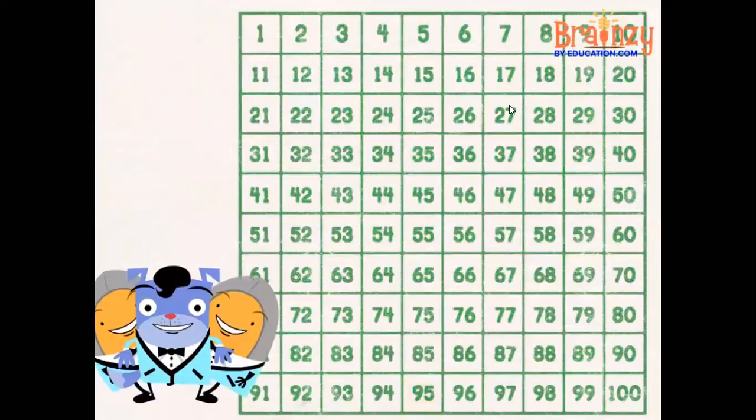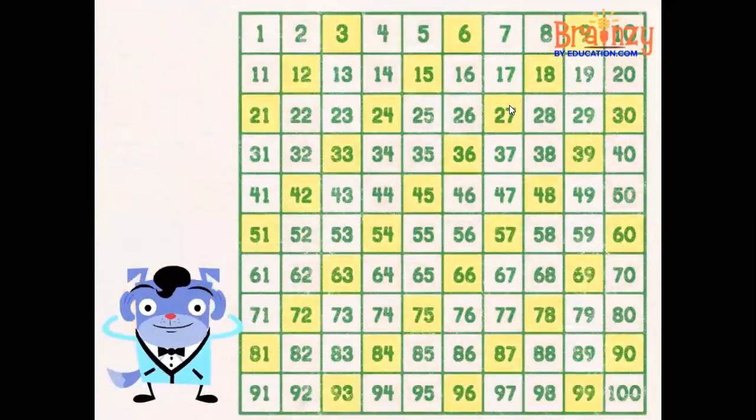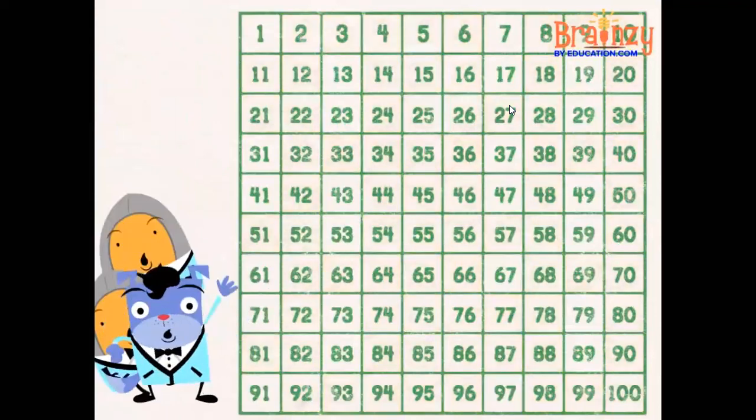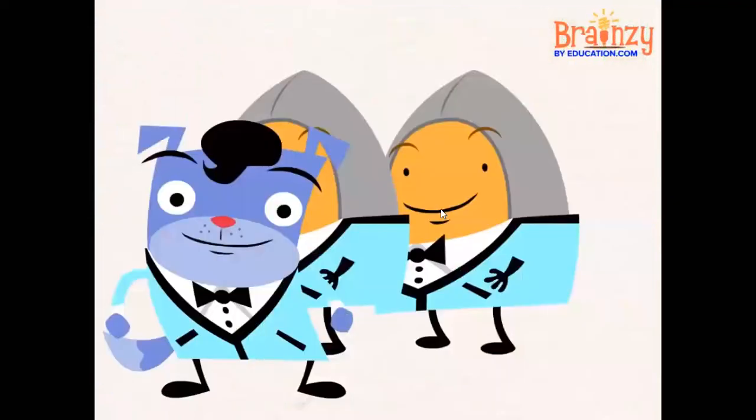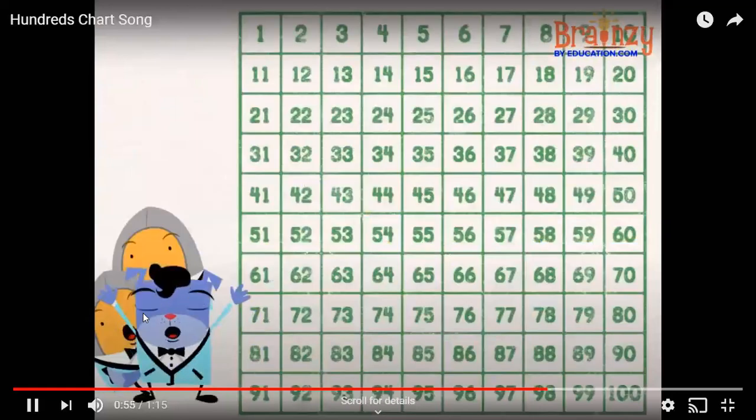Count by 10, by 5, or count by 2. Watch for patterns as they come in view. Now you know about the hundreds chart. Using it to count is just plain smart.